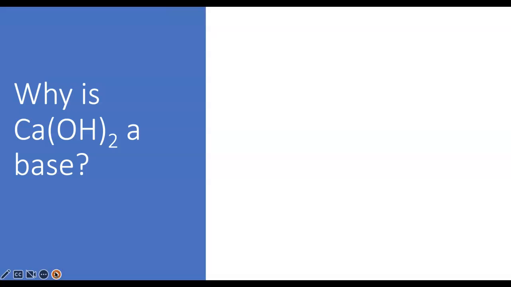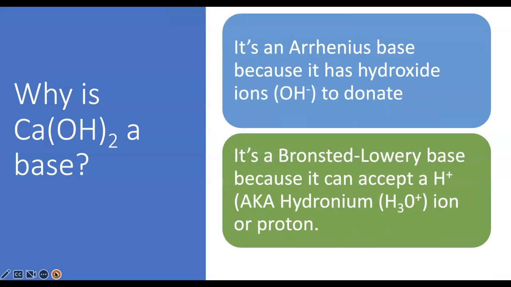A question I'm noticing people struggling with is, why is calcium hydroxide a base? First, you need to recall that we've got two theories of acids and bases. From Arrhenius's theory, we could say that it's a base because it has that hydroxide ion. From Bronsted-Lowry, we could say it's a base because it's going to be able to accept a hydrogen ion. When calcium hydroxide is dissolved in solution, it makes calcium ions and hydroxide ions, and it's actually going to make two hydroxide ions, so it could accept a lot of hydrogen ions.